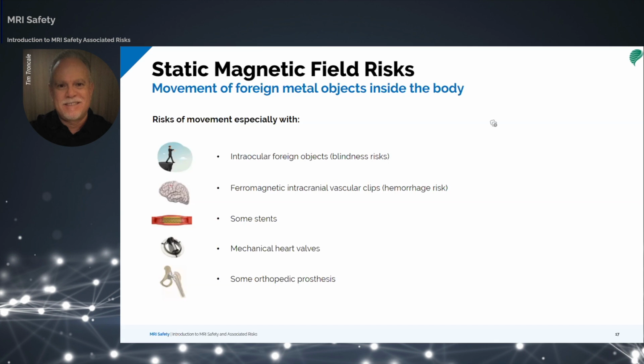When introduced to the magnetic field, the magnet can cause these items to move, torque, or twist. A metallic foreign body in the eyes can result in possible blindness. A ferrous intracranial aneurysm clip can pose a hemorrhage risk in the brain. In addition, even if the item is not ferrous, metals can act as heat conductors and cause damage to a vessel or an organ.